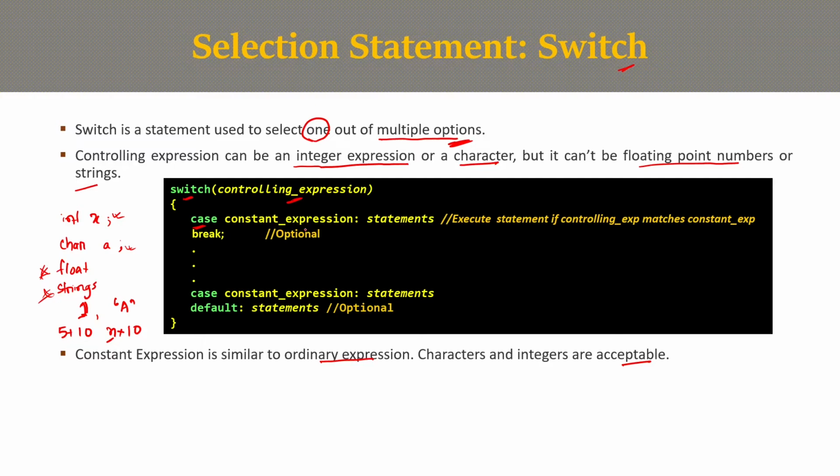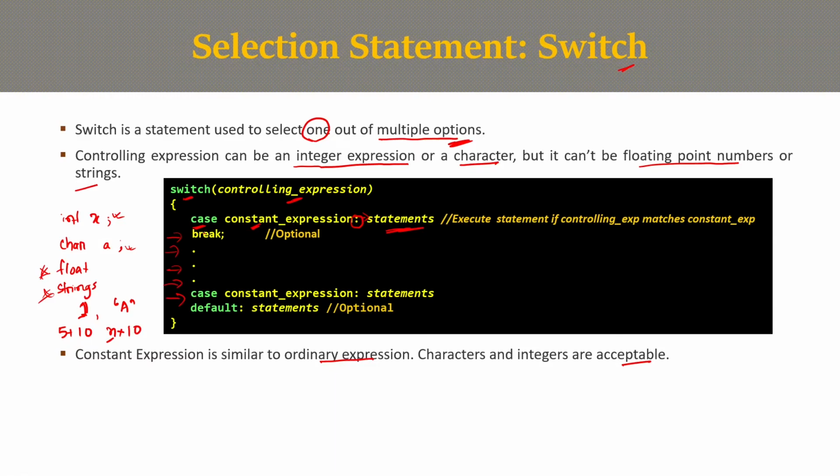After this constant expression we use a colon. Then after this colon we write a statement that we want to execute. So how is this implemented? If this constant expression and the controlling expression match, then we execute this statement. Only then we execute this statement. Afterwards, after executing this statement, we will be executing all these statements, all of these statements.